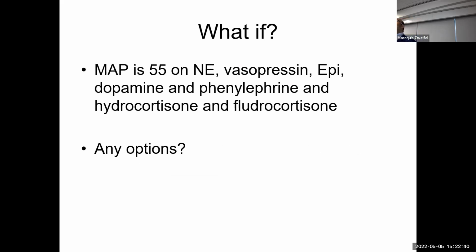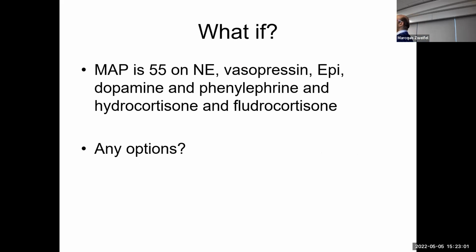So what if your patient is still at MAP 55 on norepinephrine, vasopressin, epinephrine, dopamine, and phenylephrine, and hydrocortisone and fludrocortisone? Any options? ECMO? Yeah. So what do you use to lower the blood pressure of your patient with high blood pressure?